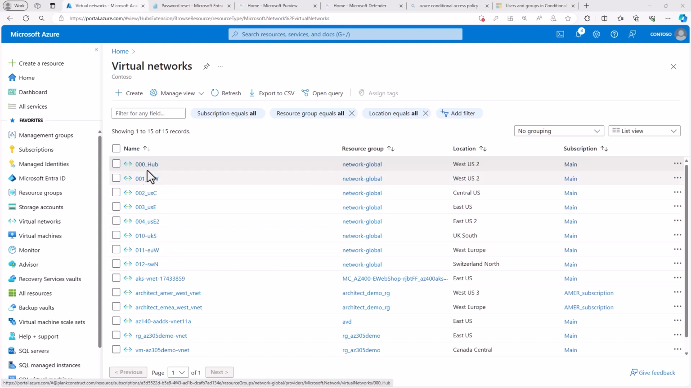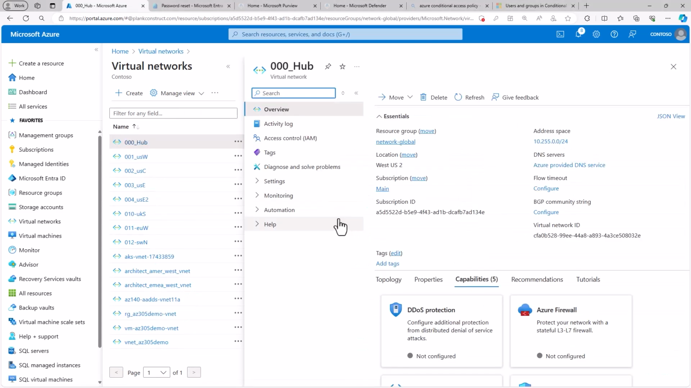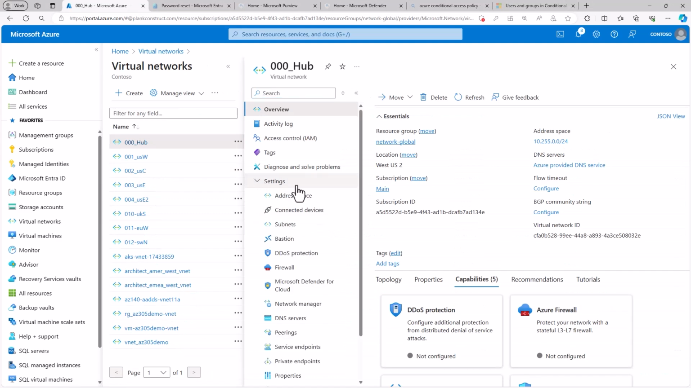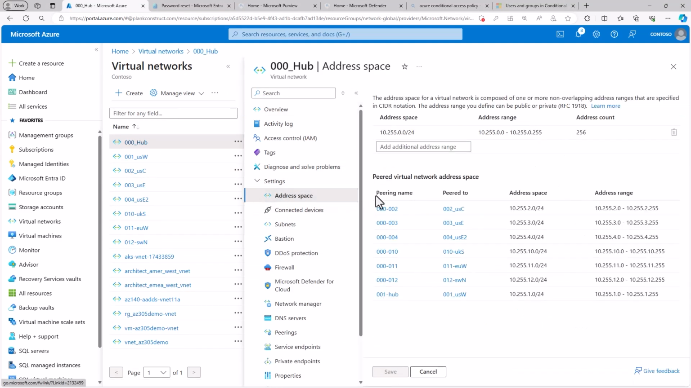Now I'm going to go into the hub network. We talked about having a hub and spoke in the class as one of the options. So I'm going to come into this hub network and take a look at some of its configuration. Under the settings, I can take a look at the address space that was allocated to this VNet, and it's a 10.255.0.0/24, giving me 256 IP addresses across the entire range.